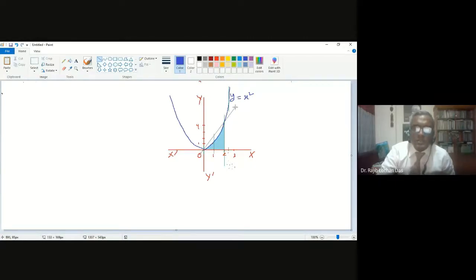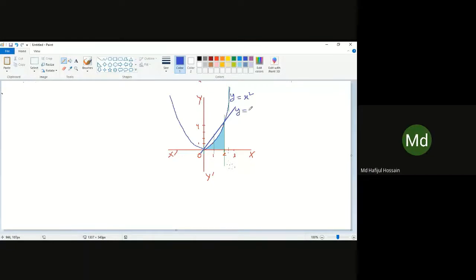The straight line goes this way. So this is the second graph, and who can say what is the equation of the straight line? Can anyone say what will be the equation of the straight line? Y equal to mx plus c.